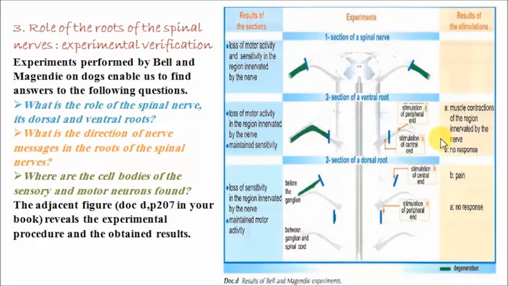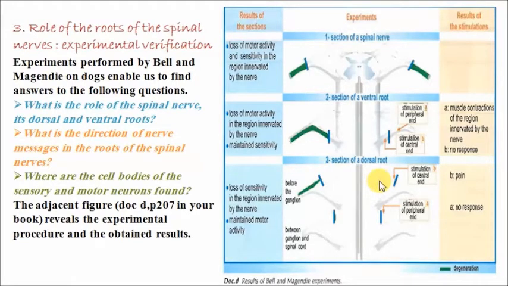Next was the dorsal root. Sectioning it and stimulating the central end is going to cause pain, this is B, but stimulating the peripheral end shows no response, no pain, nothing at all. Therefore, we said that the message is going to go in this direction, from the receptor to the spinal cord, which we refer to as an afferent pathway, a centripetal conduction. I hope it's a bit clear now.